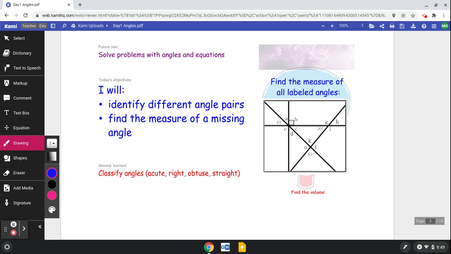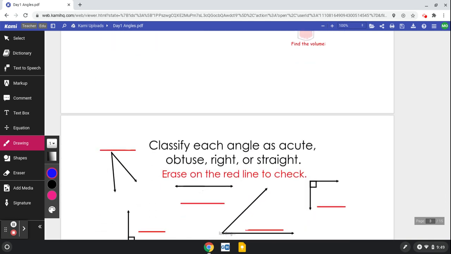Okay, so today you will identify the different angle pairs, and you'll also be able to find the measurement of a missing angle. We should already know how to classify angles that are acute, right, obtuse, and straight. This is what you should already know. And then we're going to use this because tomorrow we're going to solve problems that have angles that have equations in them, and we have to find the value of the variable in the angle.